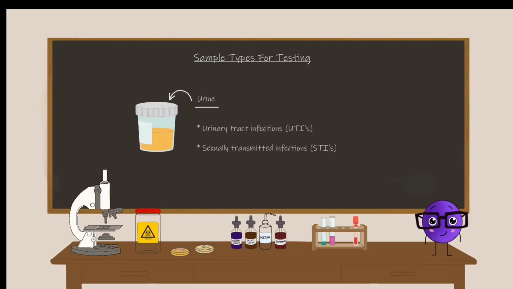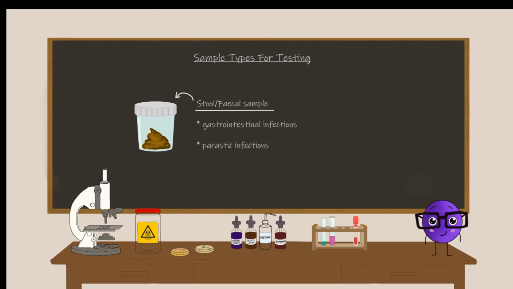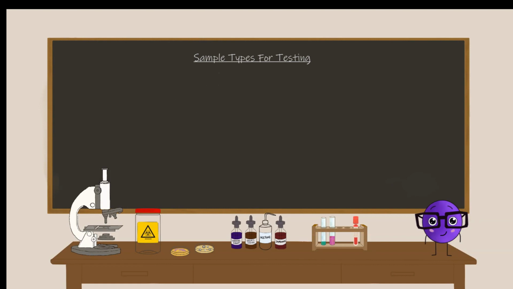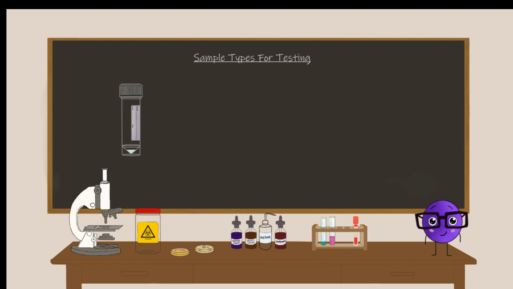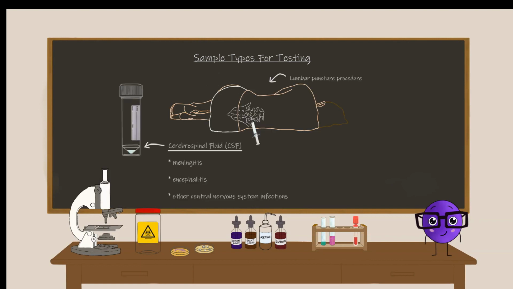Urine, analysed for urinary tract infections and sexually transmitted infections such as chlamydia. Stool, examined for gastrointestinal infections and parasites. Sputum or bronchial washing, tested for respiratory infections including pneumonia and tuberculosis. CSF, analysed for meningitis, encephalitis, and other central nervous system infections.